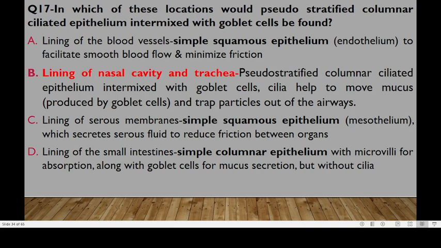For the lining of the blood vessels, we expect simple squamous epithelium, that's the endothelium, that is meant to facilitate smooth blood flow and minimize friction. As for the lining of the serous membrane, we expect to see simple squamous epithelium, that is the mesothelium, which will secrete serous fluid to reduce friction between organs. And lastly, for the lining of the small intestines, we expect simple columnar epithelium with microvilli for absorption, along with goblet cells for the mucus secretions, but without cilia.